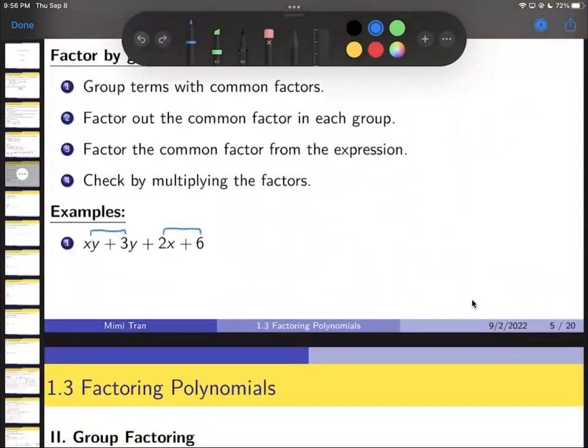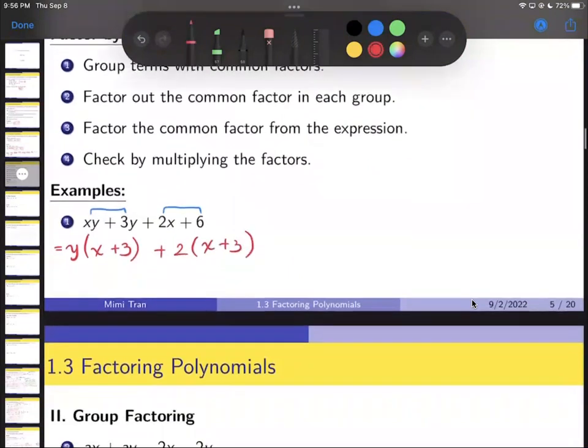So here, what do I have? I'm gonna factor out a y for the first group. So I got x plus 3, and then I'm gonna factor out a 2 for the second group. So x plus 3 again. Make sure you have the same factor. You have to have the same factor. If you don't, something is wrong. Now I'm gonna factor out the x plus 3 again. And what's left is y plus 2. So that will be your final answer.